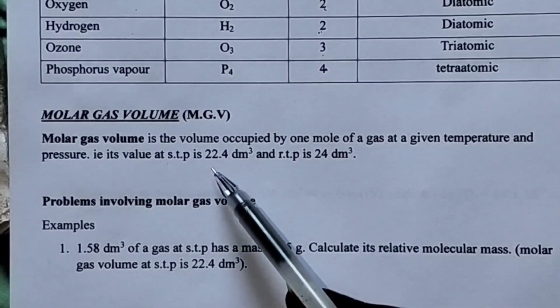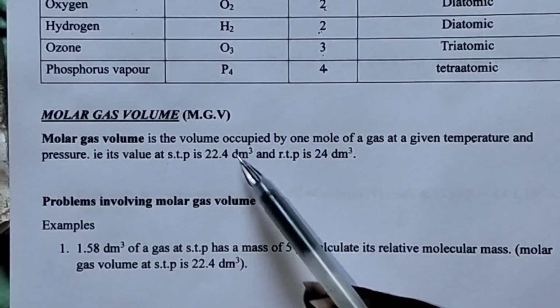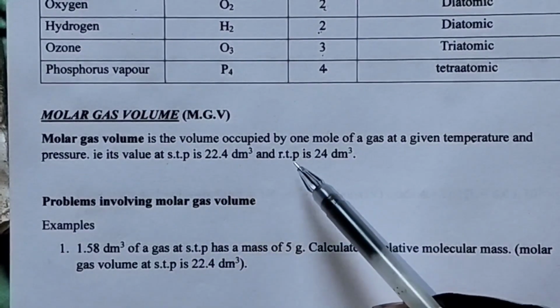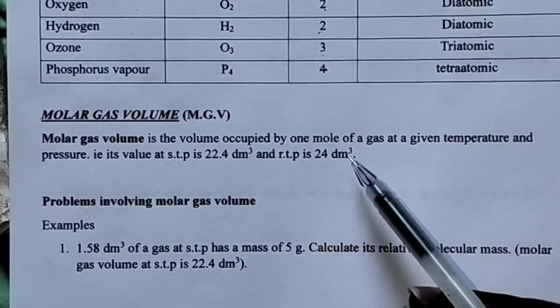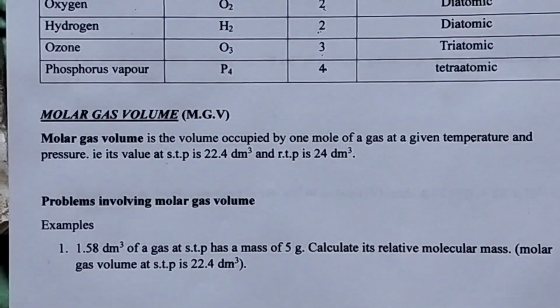You can convert this STP value, which is in decimeter cube or liters, to centimeter cube by multiplying by 1000. And you can take the RTP value, which is 24 decimeter cube, to centimeter cube as a conversion by multiplying by 1000. So let's go to problems involving molar gas volume.